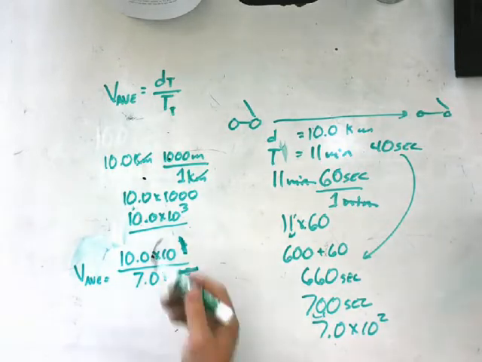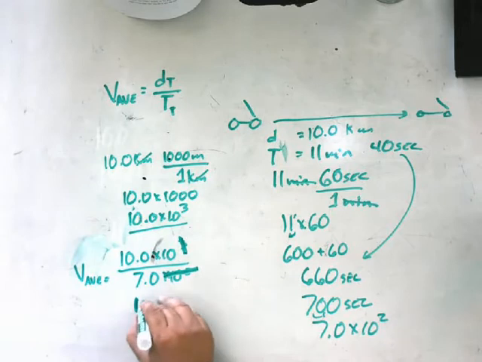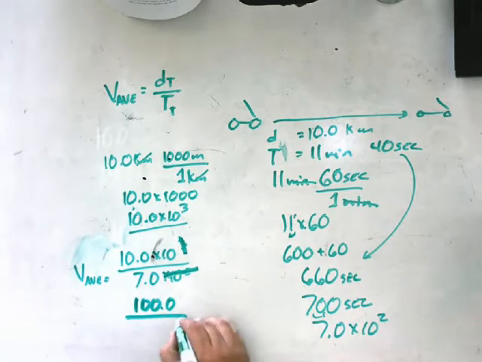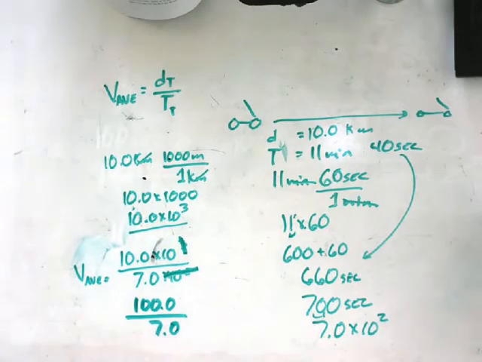Okay? And I could do the math and make this easier and simplify it down, move the 7 out of the way, but I really don't care. So that's going to be 100 divided by 7 meters per second. Okay? That's the average velocity of the cyclist.